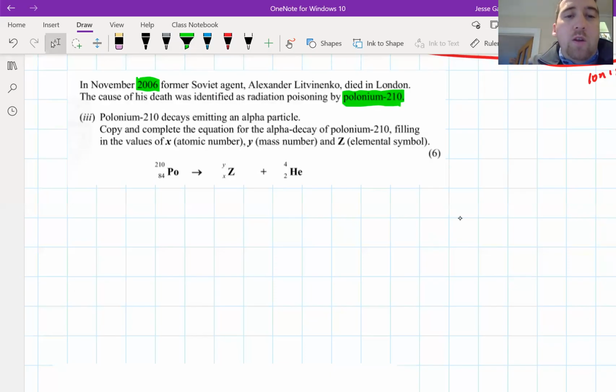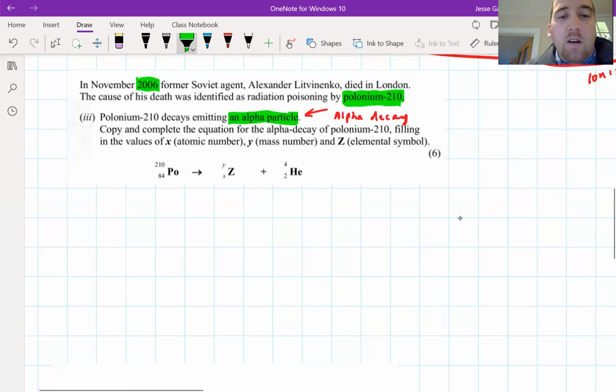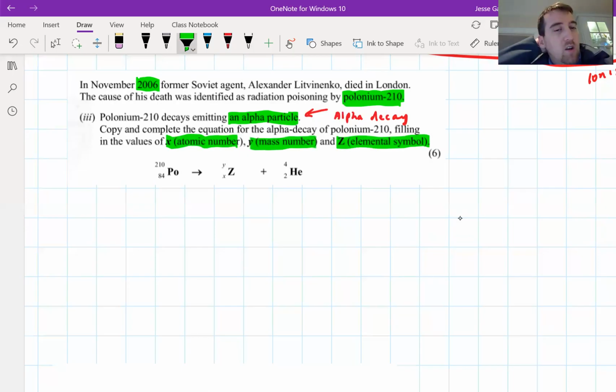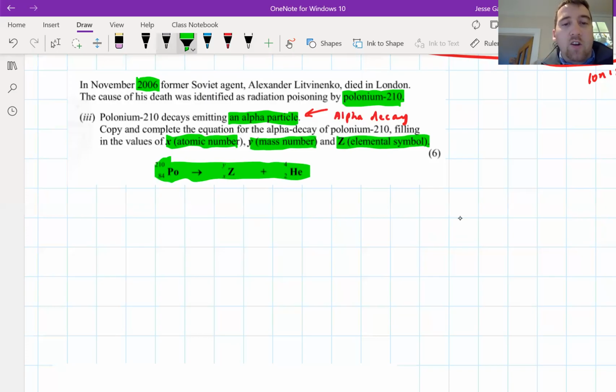What does it say here? Polonium-210 decays emitting an alpha particle. So it's alpha radiation, okay? So if it's an alpha particle, that means it's alpha decay. That's going to be important, I think, later on. Copy and complete the equation for the alpha decay of polonium-210, filling in the values of X. So it wants us to fill in X the atomic number, Y the mass number, and Z the element symbol. All right, so all that blurb, and really all they want us to do is write this alpha decay equation and fill in this section of it here.